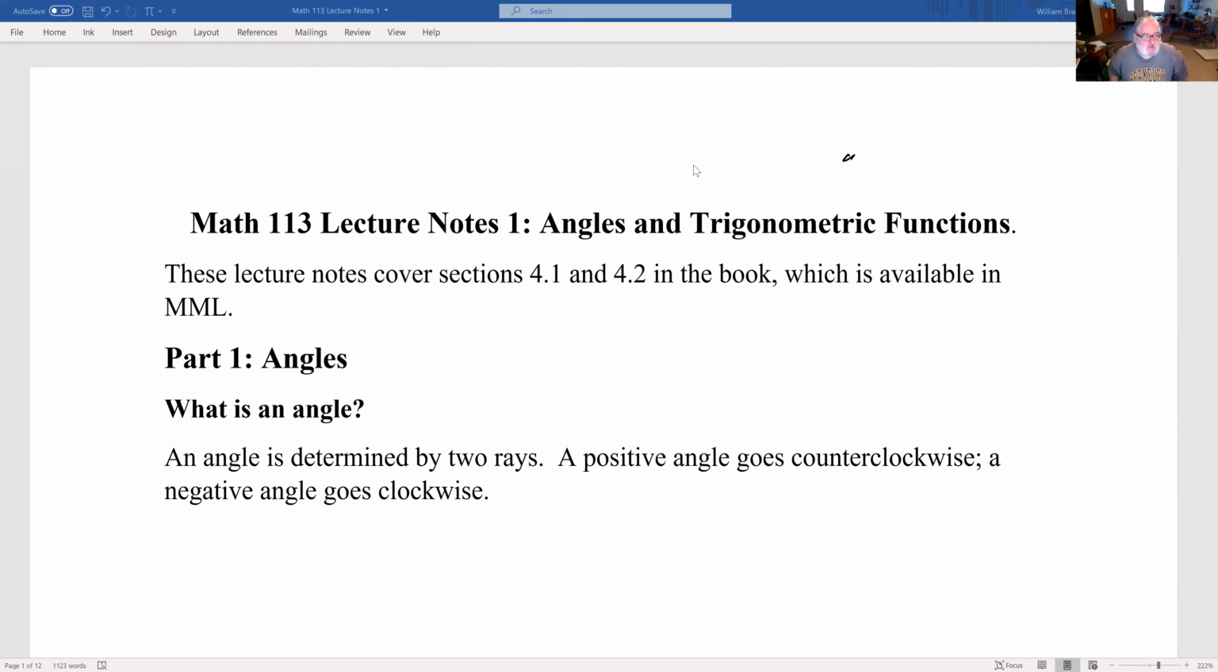Okay, so this is the first lecture for Math 113, Angles and Trigonometric Functions. This covers sections 4.1 and 4.2 in the book, and the book is available in my math lab.